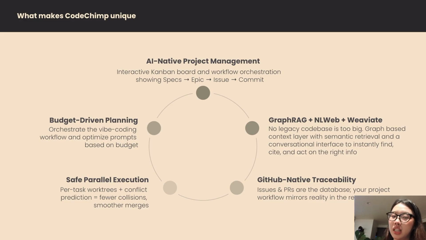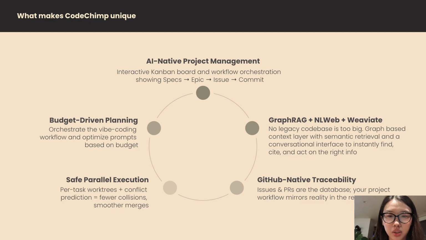We have budget-driven planning, which provides users a way to orchestrate the vibe coding workflow and optimize prompts based on their budget. We have the GraphRAG plus NLWeb and Weaviate integration, which means for CodeChimp, no legacy code base is too big. It's a graph-based context layer with semantic retrieval and a conversational interface to instantly find, cite, and act on the right info. We have safe parallel execution, so per task work trees plus conflict prediction means fewer collisions as well as smoother merges. And lastly, it has GitHub native traceability, so issues and PRs are the database. Your project workflow mirrors reality into your repo.